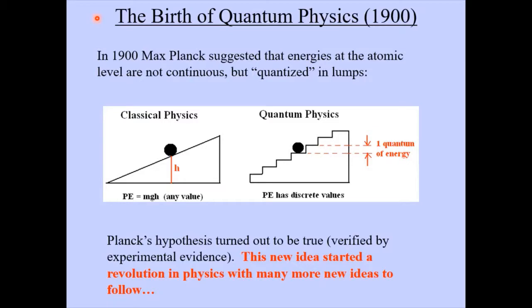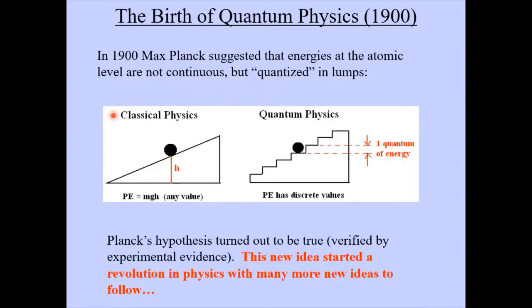Trying to explain the spectral lines seen in gases led to the birth of a new branch of physics called quantum physics, right around the year 1900. In this year, a physicist named Max Planck suggested that energies at the atomic level are not continuous but quantized in lumps. So this is where the word quantum comes from in quantum physics.